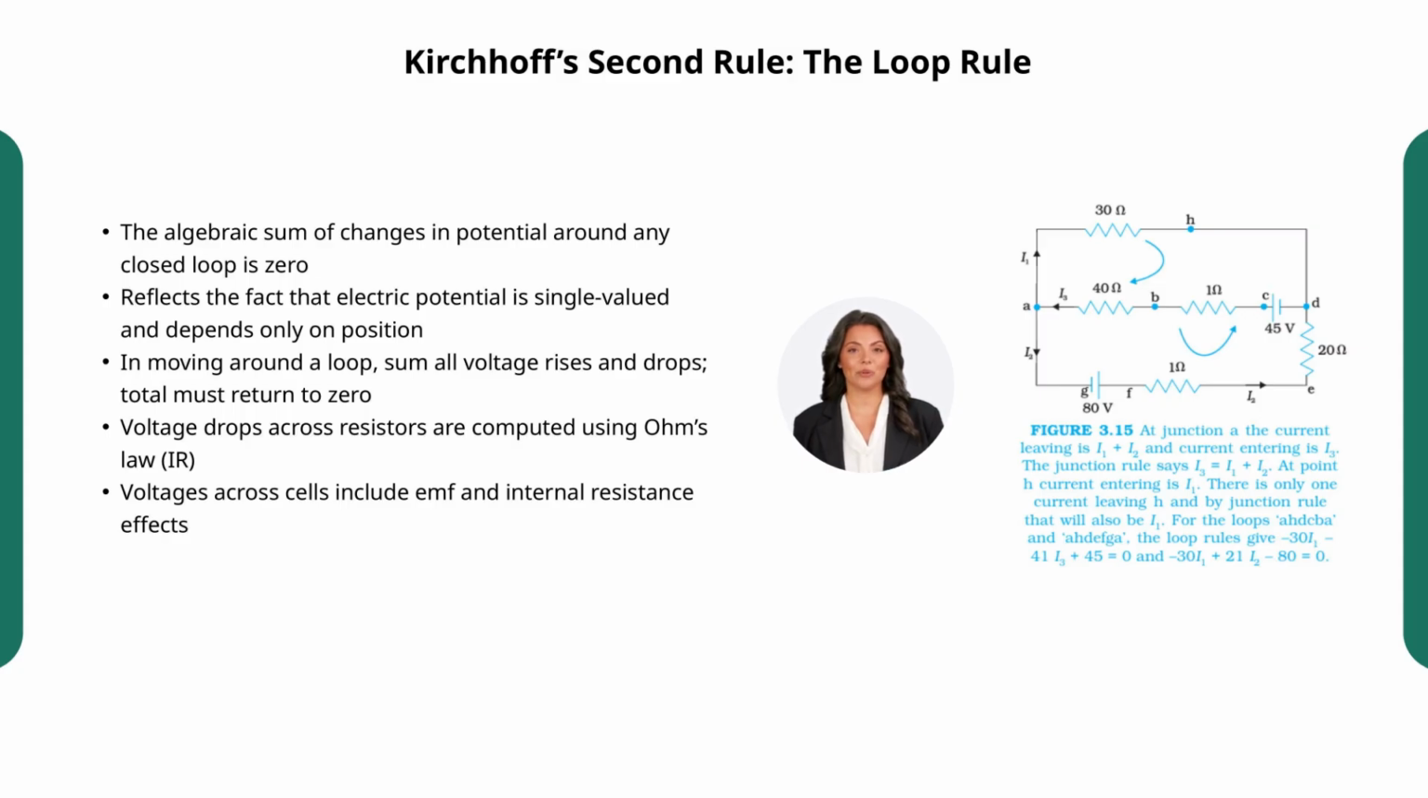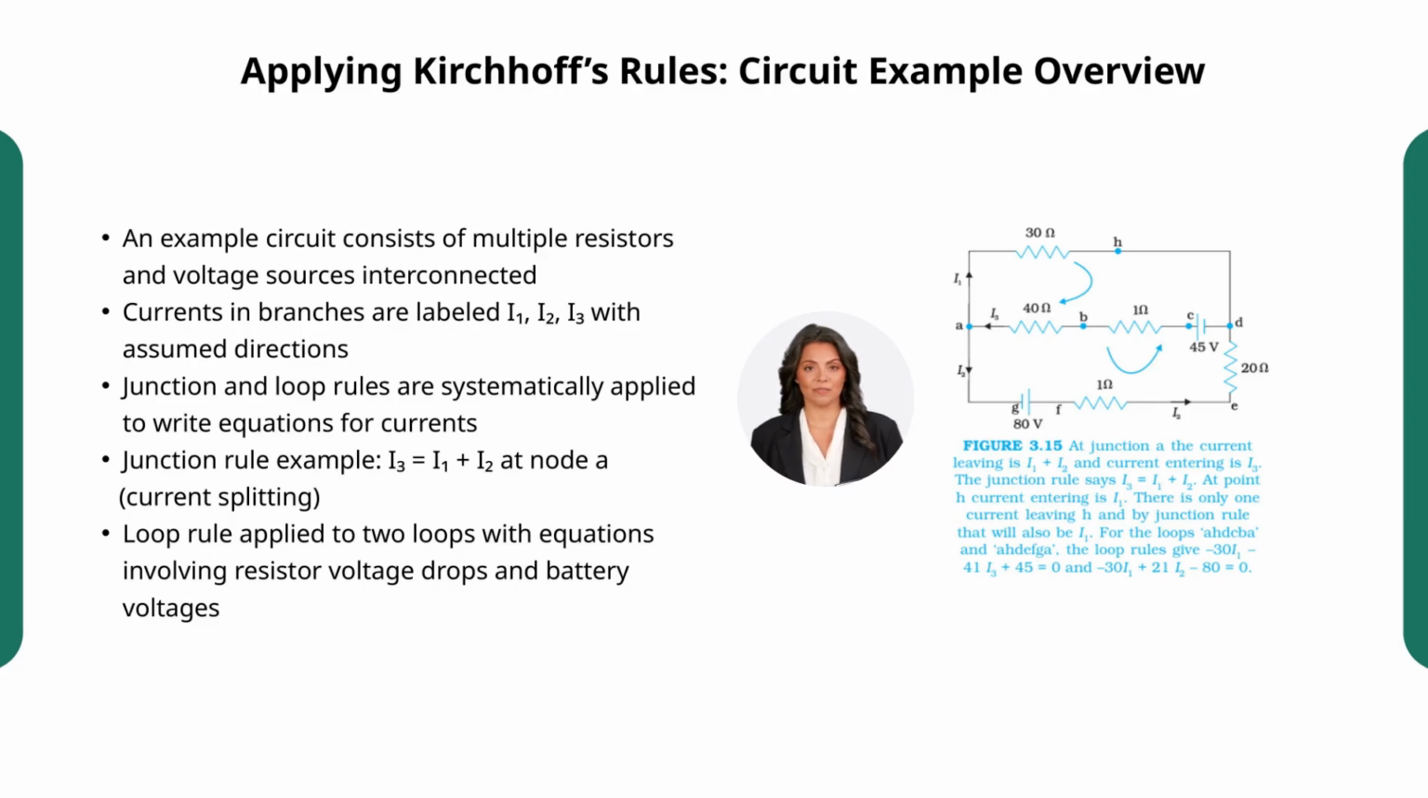Physically, the loop rule is an expression of energy conservation. Electrical energy gained and lost around a loop must net out. Let's see how Kirchhoff's rules come to life in a real circuit example. Here is a circuit with several resistors of different values and two voltage sources, a 45-volt and an 80-volt battery, connected at various points.